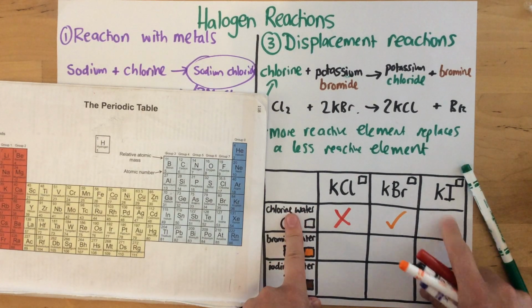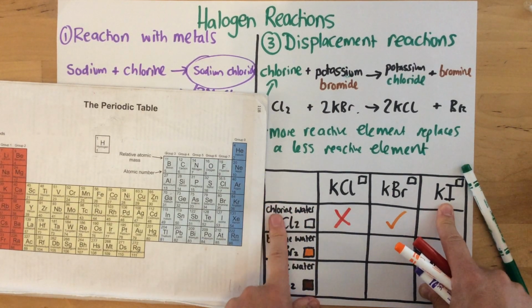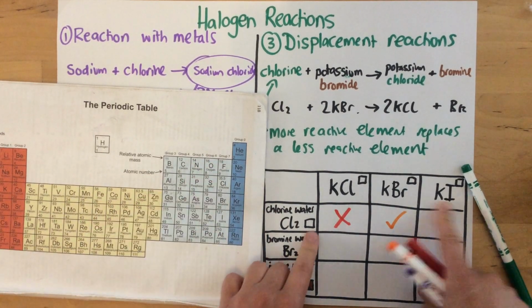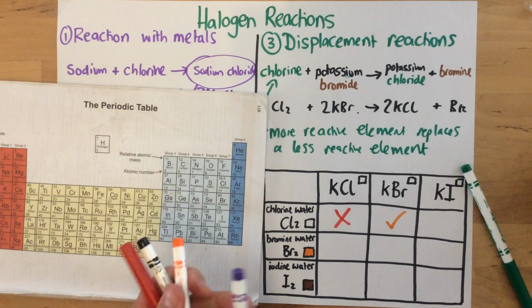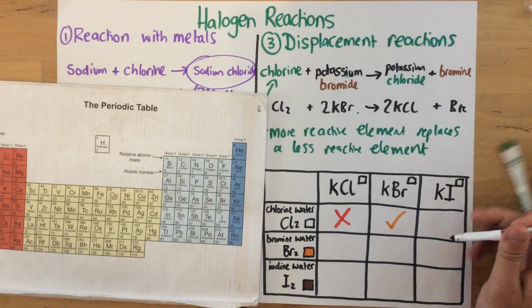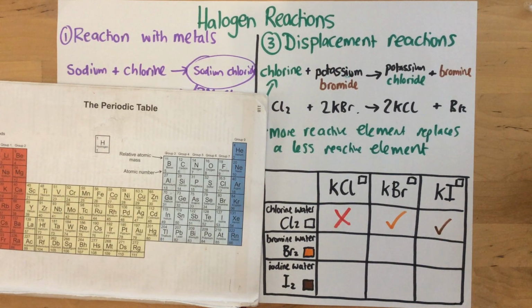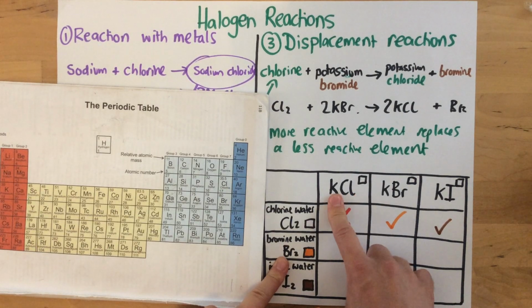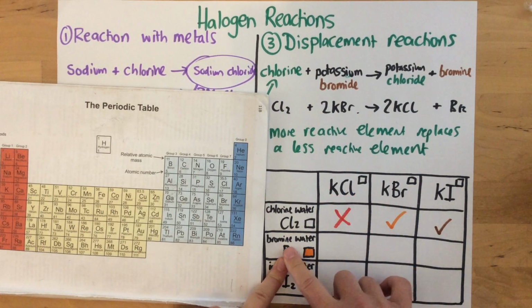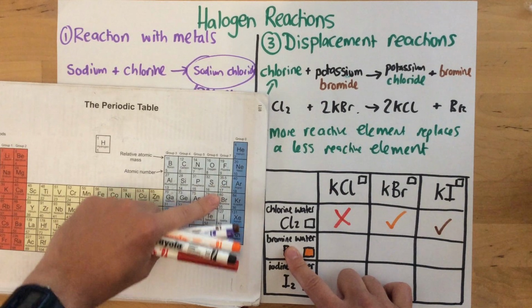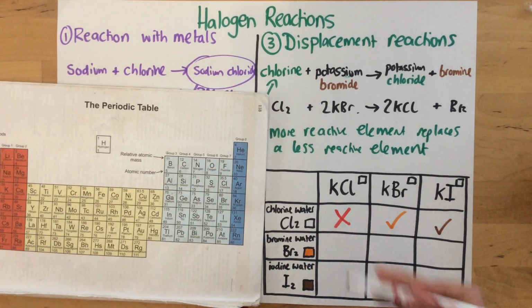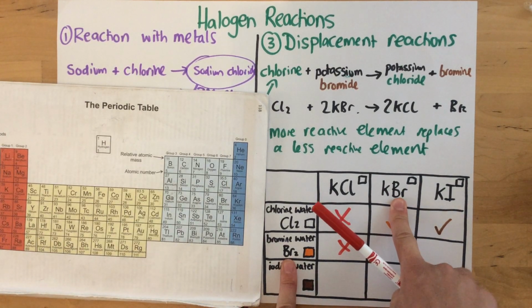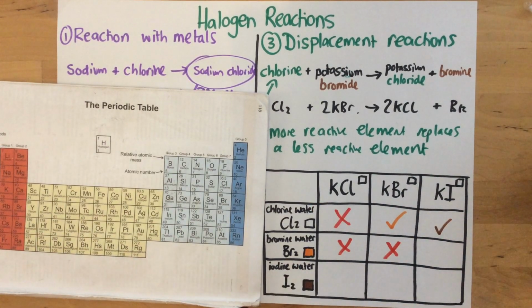If we reacted chlorine water with potassium iodide, the chlorine is more reactive than the iodine. It's higher in group 7, so it would displace the iodine, and we'd get a brown solution because iodine water is brown. Let's look at this one. If we reacted bromine water with potassium chloride, bromine is less reactive than chlorine, so it would not be able to displace it. Bromine and bromine have the same level of reactivity, so we would not see a displacement reaction.